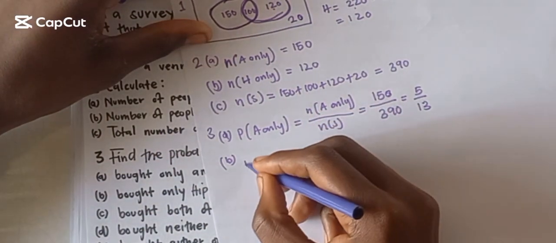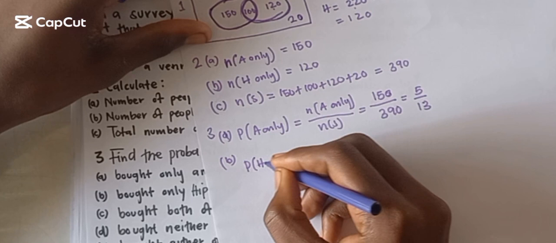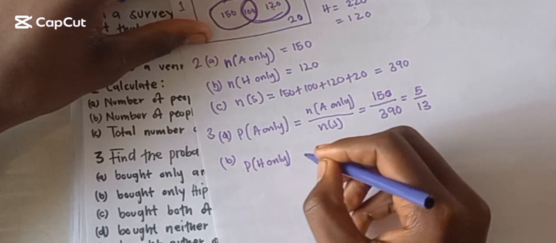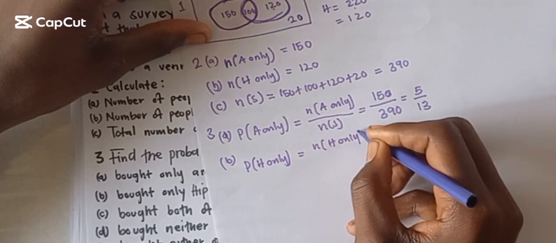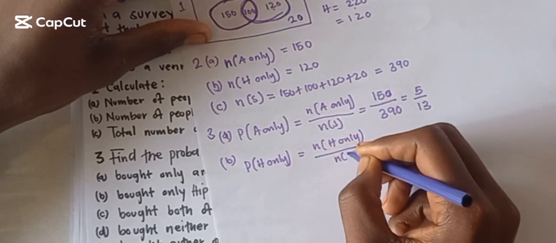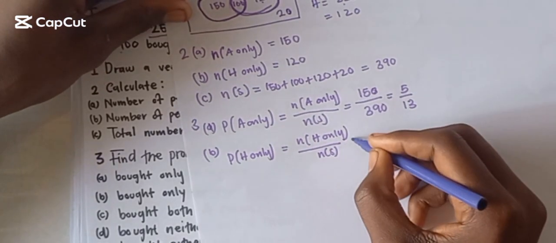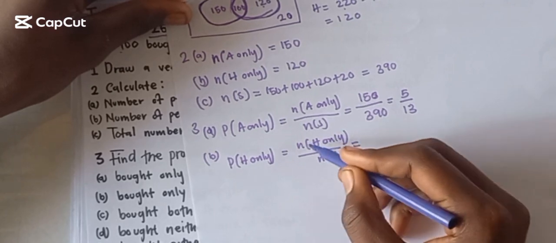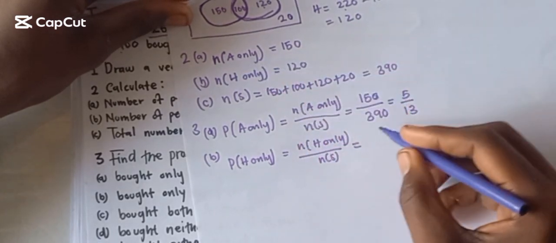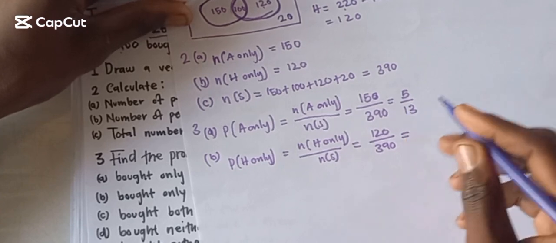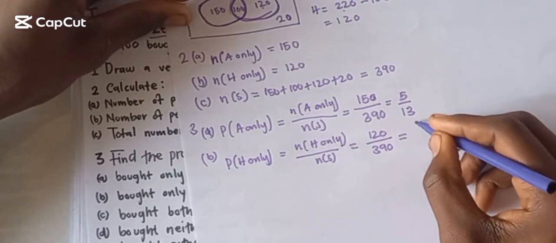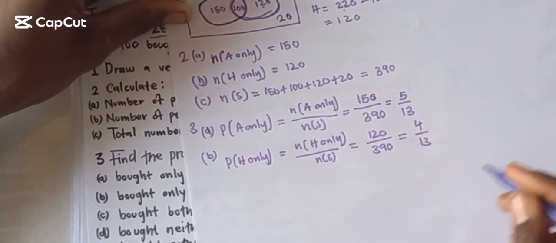So it's still going to be the same. The probability of H only is going to be n(H only) divided by what? By n(S). This n(S) is for the sample space. So for H only, the total number is 120, so 120 divided by the total number of the sample space. If you work this one out, hopefully you're going to get 4 out of 13. It's just the opposite of this one.